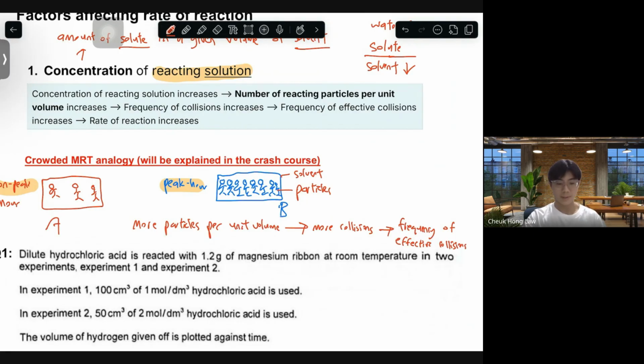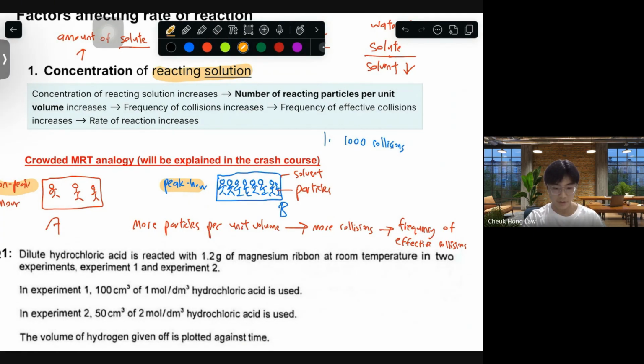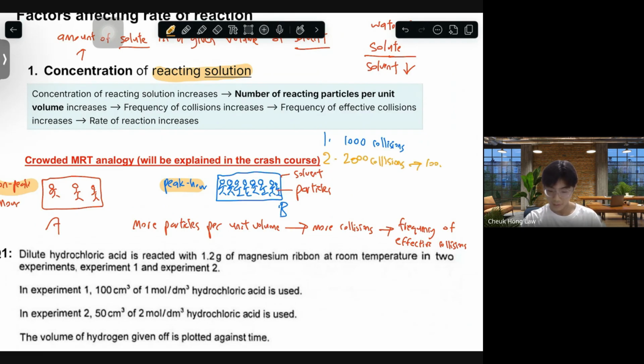So when you collide with more people, you actually have more effective collisions also. Okay, let me explain to you why. Let's say we have two reactions. The first reaction, you have 1,000 collisions. Then the second reaction, you have 2,000 collisions. Then out of the 2,000, 1,000 is effective.